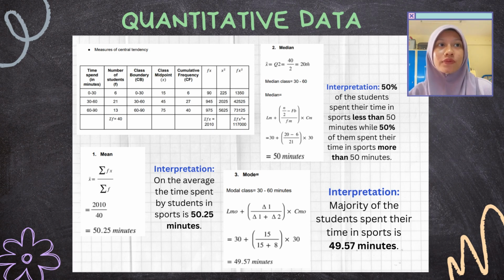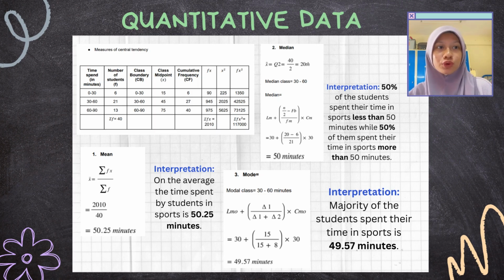Next is median. Median is Q2 equals to 40 divided by 2. You will get 20. Median class equals 30 to 60. So when you put in the formula, 30 plus (20 minus 6 divided by 21) times 30, you will get 50 minutes. So the interpretation is 50% of the students spend their time in sports less than 50 minutes, while 50% of them spend their time in sports more than 50 minutes.